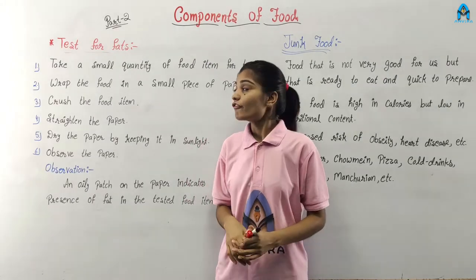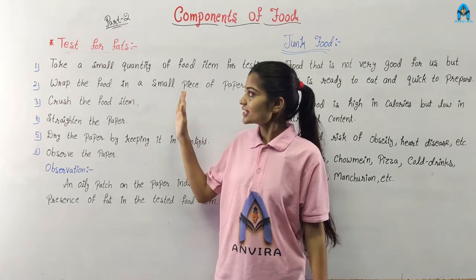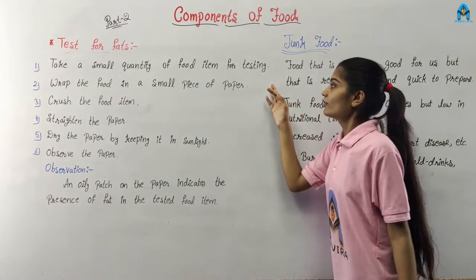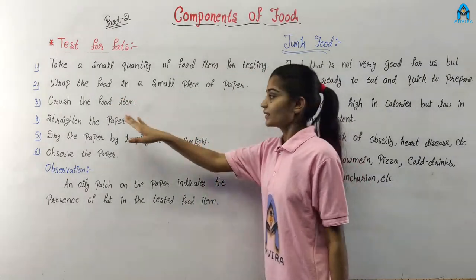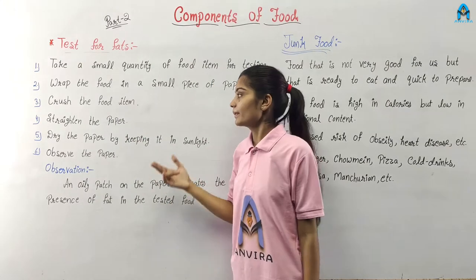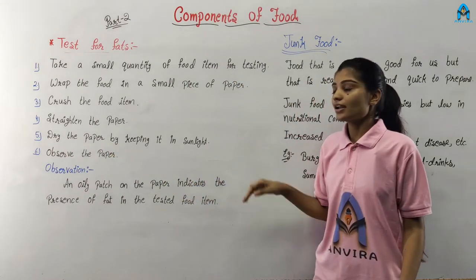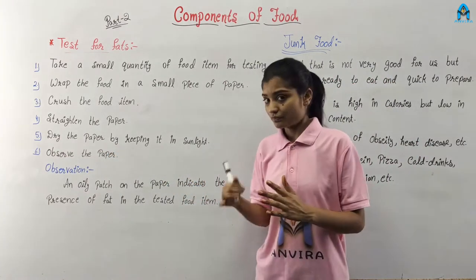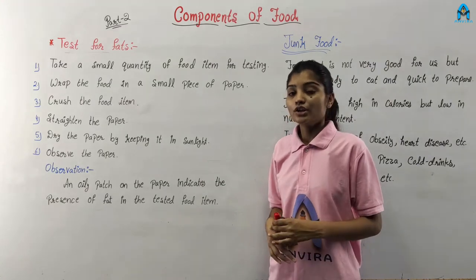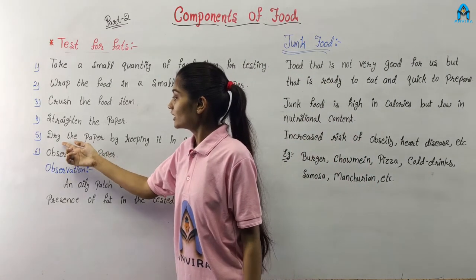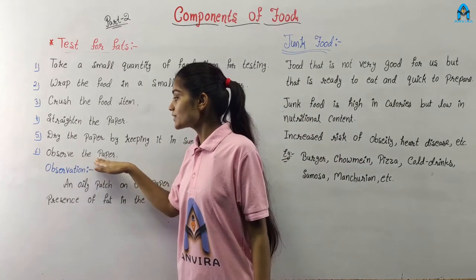Now we perform a test for the confirmation of whether fat is present in our food or not. For this test, take a small quantity of the food item for testing. Wrap the food item in a small piece of paper. Crush the food item which we wrapped in paper. Straighten the paper and dry it by keeping it in sunlight, because water is present in our food, and when we crush the food item, the paper becomes wet due to the presence of water. When we dry the paper, the water evaporates. And now observe the paper.